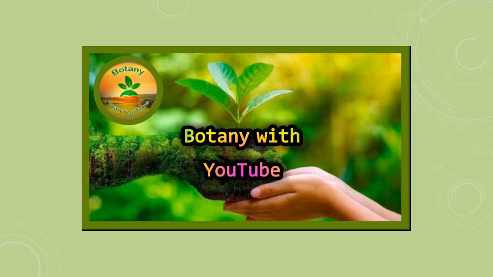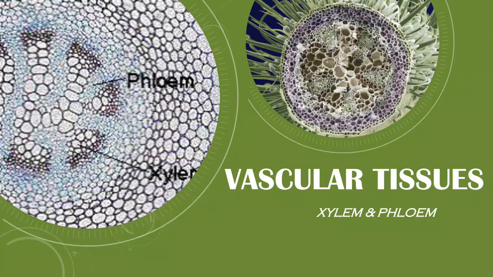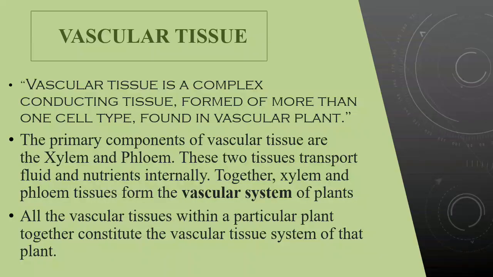I am going to present a topic: vascular tissues, xylem and phloem. Vascular tissues introduction. Vascular tissue is a complex conducting tissue formed of more than one cell type found in vascular plants.